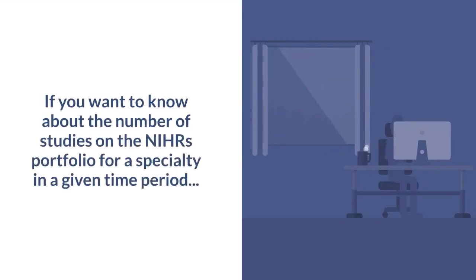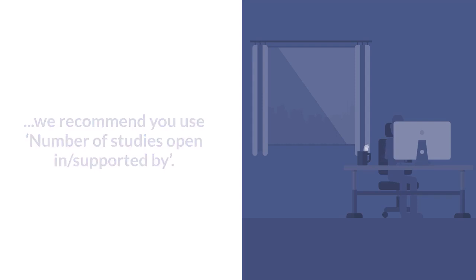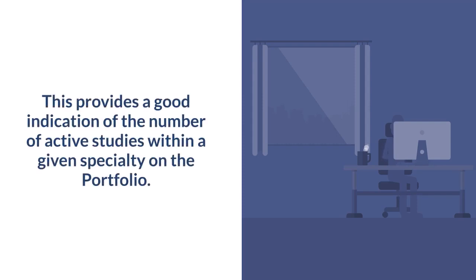If you want to know the number of studies on the NIHR's portfolio for a specialty in a given time period, which includes any studies that are open to recruitment or have been open to recruitment but are now closed, we recommend you use number of studies open in/supported by. This provides a good indication of the number of active studies within a given specialty on the portfolio. This function is less useful for describing trends over time, since studies may count as being open across several years.